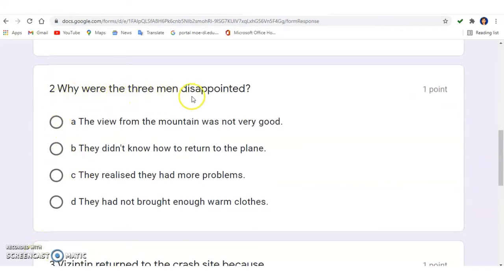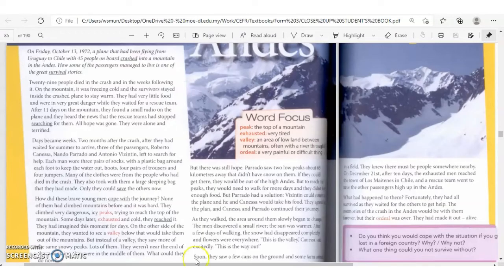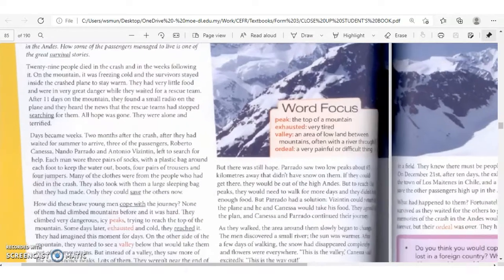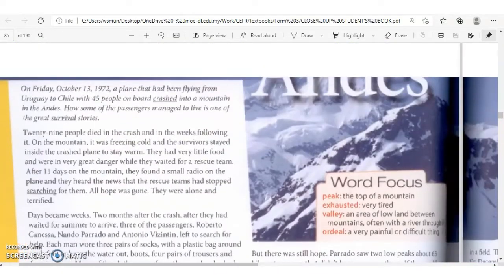Why were the 3 men disappointed? Now, this question is going to be more specific. You have to look at the part of the text which shows the 3 men disappointed. So the keyword here is disappointed. Now let's find out which parts of the text actually tell you that the 3 men felt disappointed. So let's go through the text together.